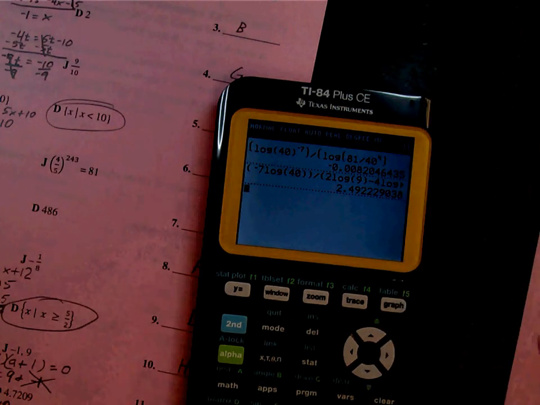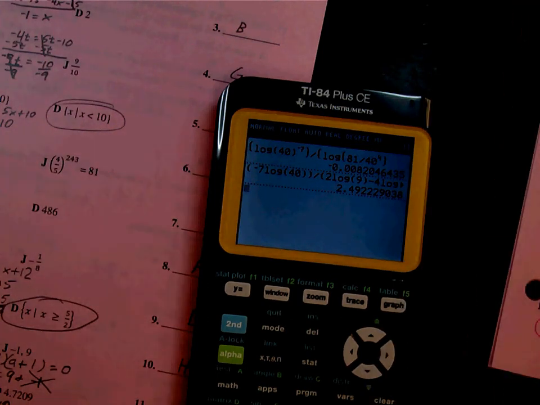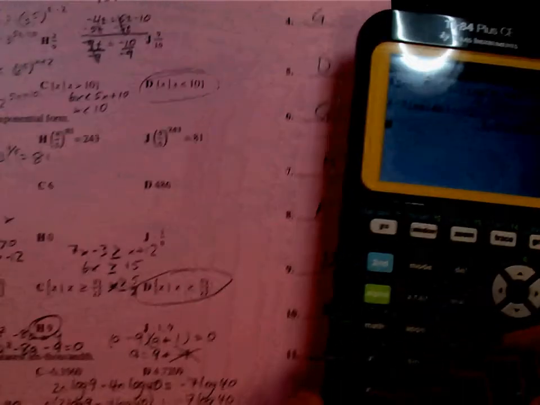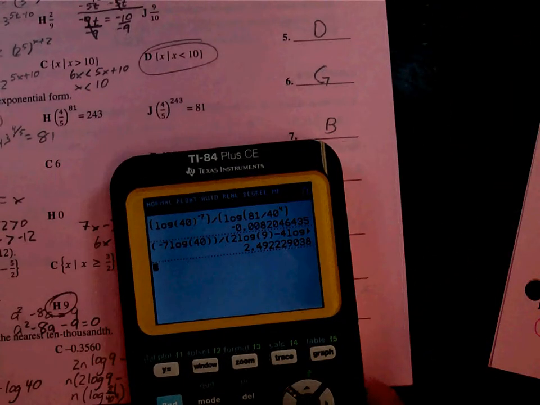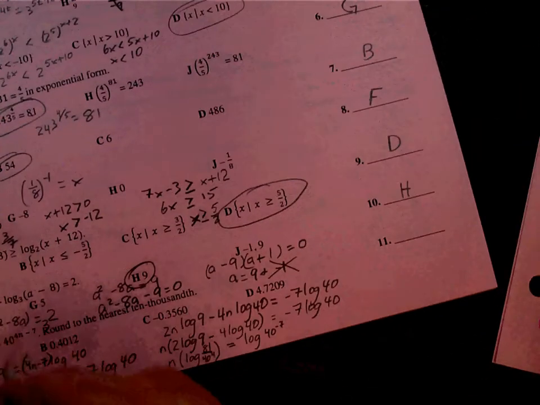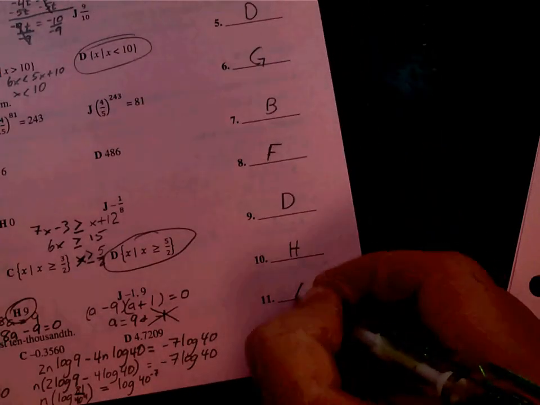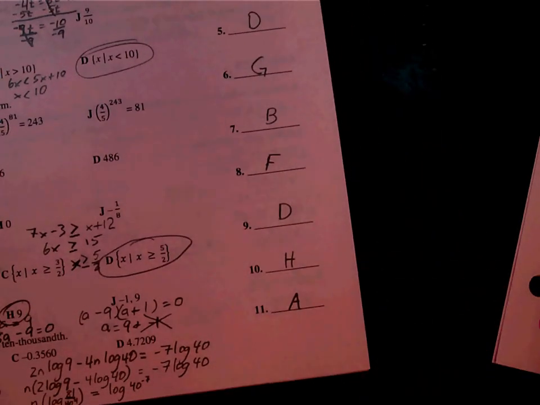So I'm not even sure of the mistake I made before. I feel like it probably had to do with parentheses or something. Or maybe I condensed something wrong. But there's our answer, 2.4922. Sorry for that little mistake.